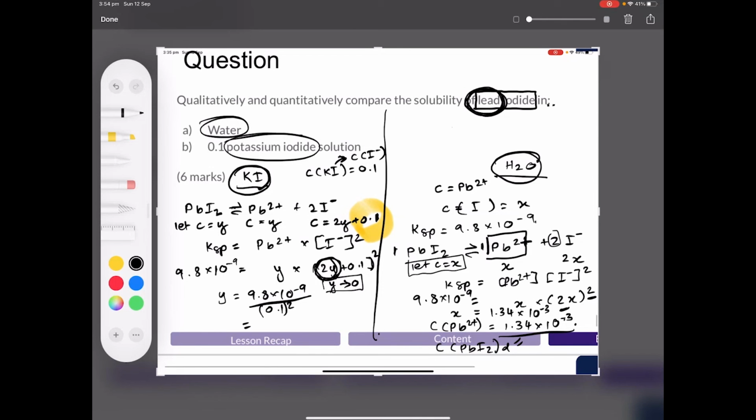Good. What do we get as our y value? 9.8 times 10 to the negative 7. Good. And Millet, can you compare that to this value here? Less or more, and by big magnitude or small magnitude?